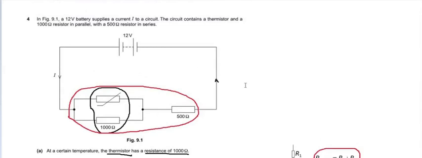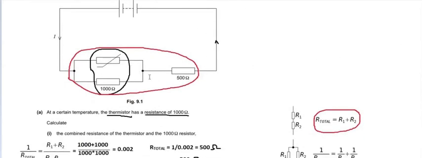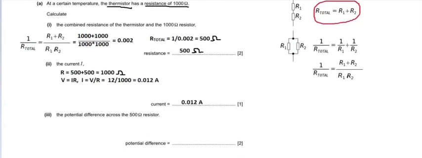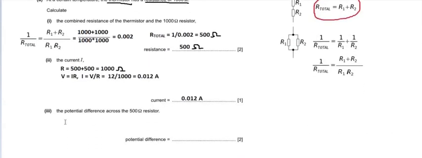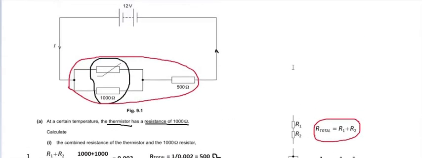Series circuit. If I consider this entire part as one resistor, then this will become a series circuit. That's why I have considered this as an entire 1000 ohm resistor. Now we need to find the potential difference across this 500 ohm resistor.